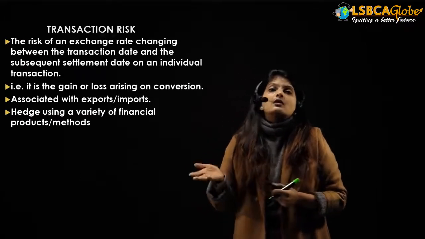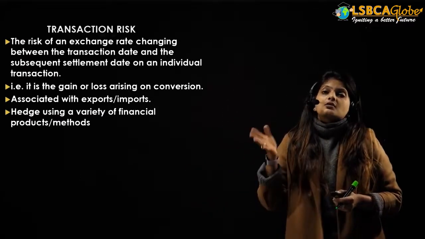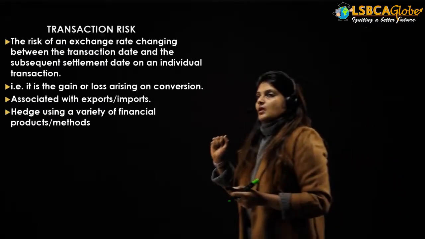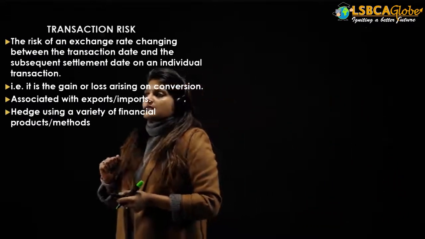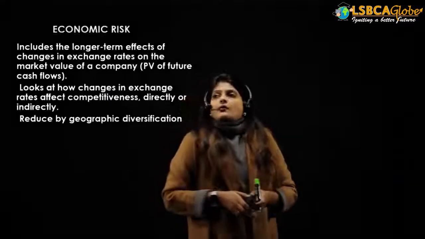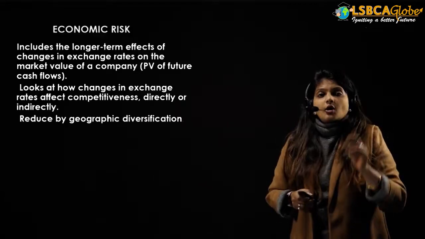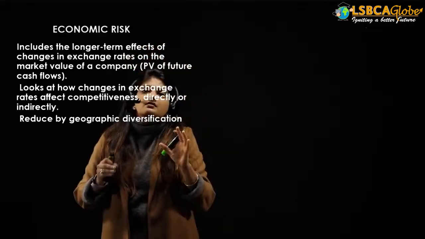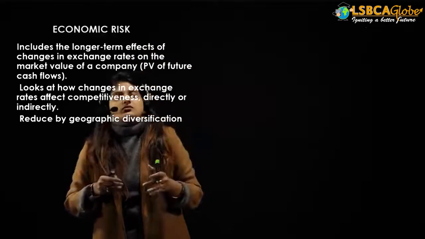So you can go with the forwards, futures, options, swaps in order to cover this transaction risk. Now coming on to the next type of risk, that is economic risk. Now, what is economic risk? Economic risk is, you can say, a broader perspective of a transaction risk.